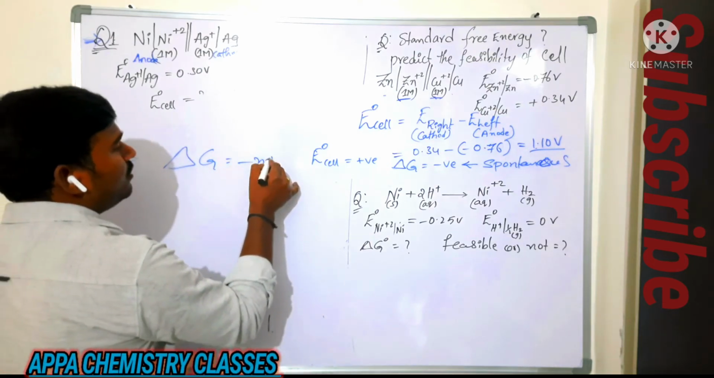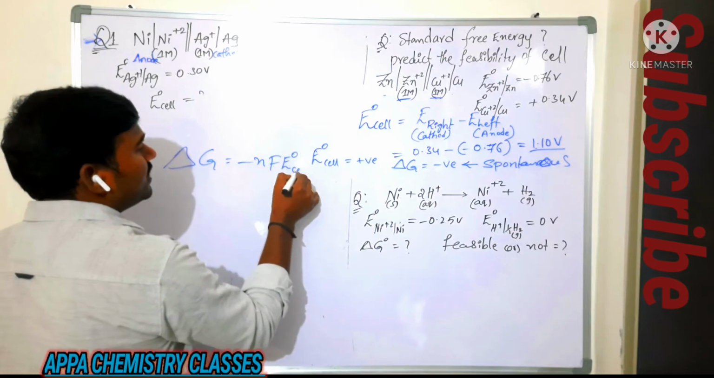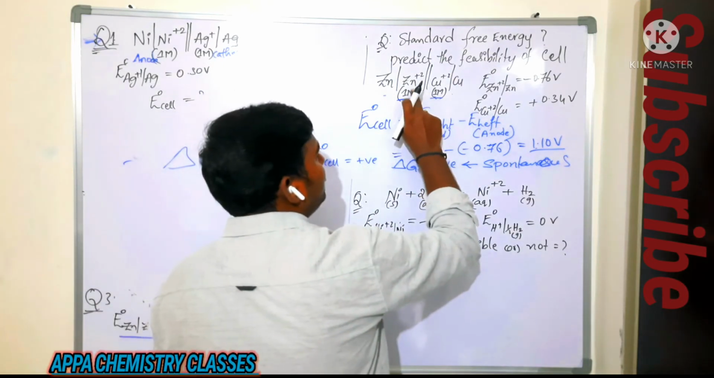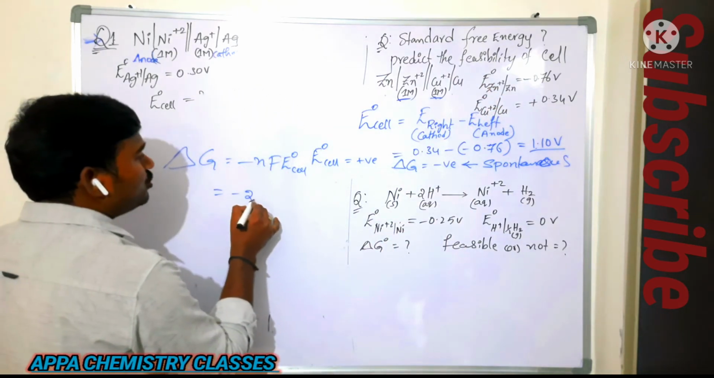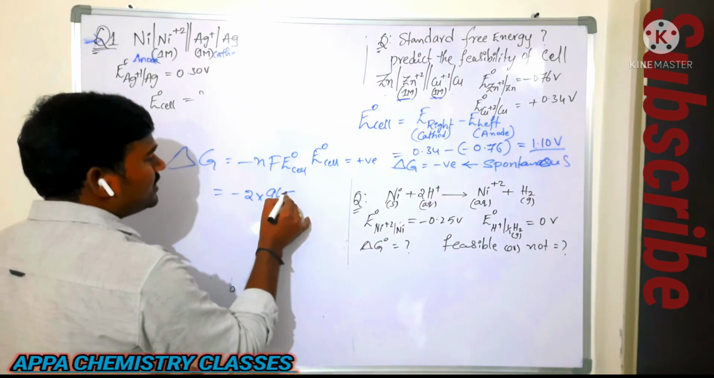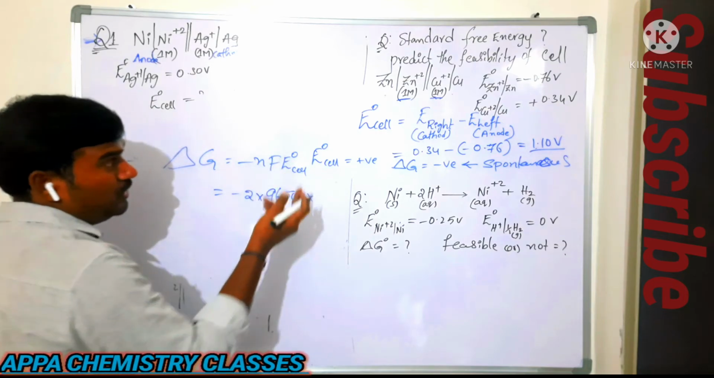Delta G is equal to minus NF E naught cell. Now how many electrons are transferring here? 2 electrons from zinc to the copper. That is, minus 2 into Faraday constant 96,500 coulomb into E naught cell.